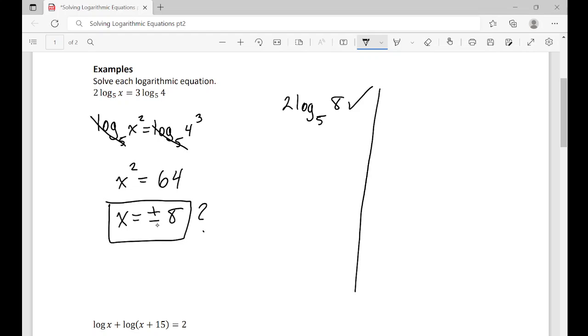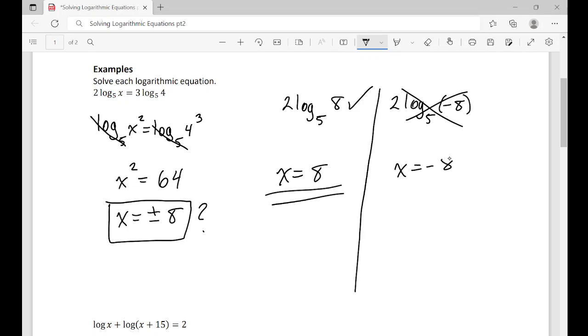Now I'm going to plug in negative 8. So 2 log base 5 of negative 8. I cannot take the log of a negative number, so this is not possible. So my solution of x equals 8 works, and x equals negative 8 is an extraneous solution, so we throw that away. So our only answer here is positive 8.